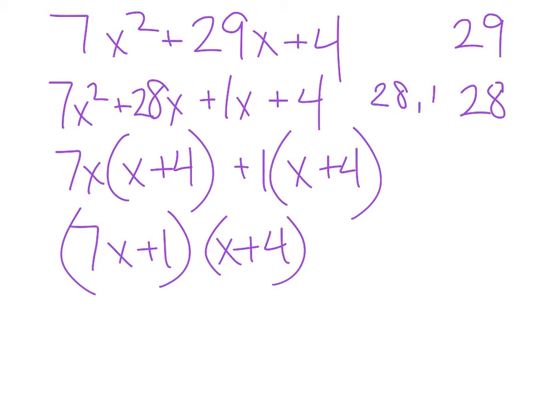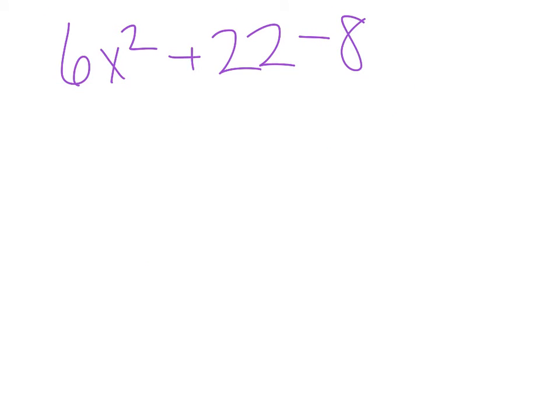Alright, let's do another one, see how it goes. And here's another thing to look for too sometimes that they'll throw at you. These all have something in common right away. I think they all have 2 in common. I'm going to factor a 2 out right away, and that would leave me with the 2 right there, 3x squared plus 11x minus 4.